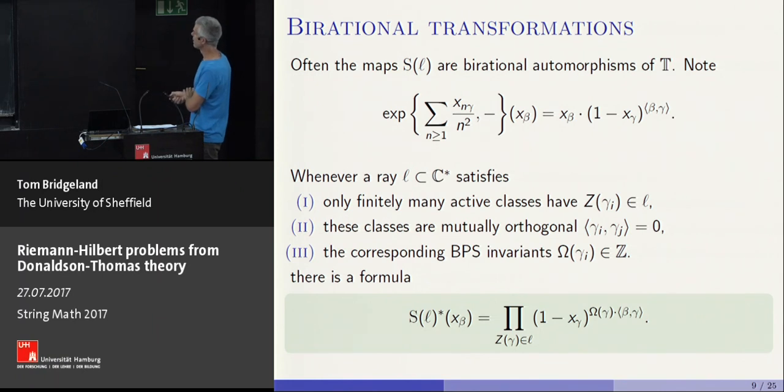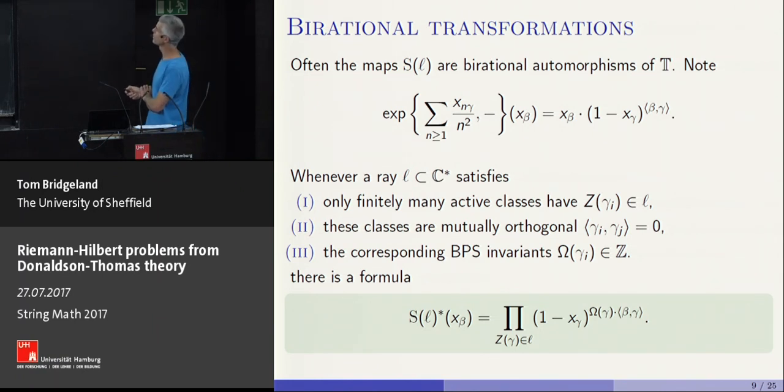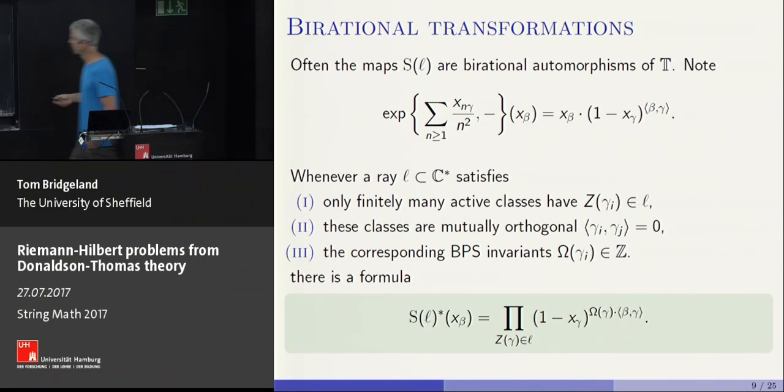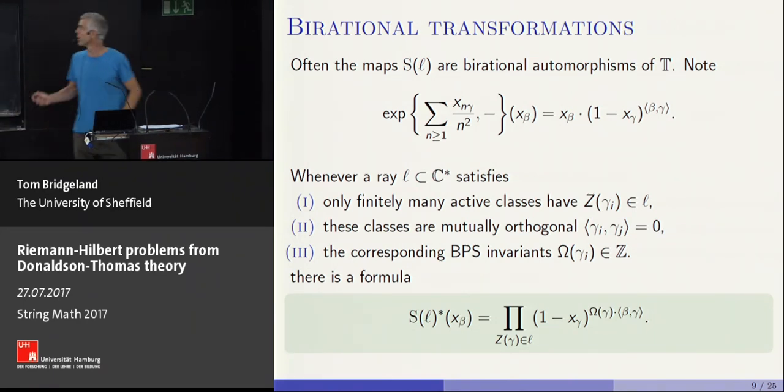Now, when a ray in the complex numbers satisfies these rather strong conditions, that there are only finitely many classes having non-zero BPS invariant living on that ray, these classes are all orthogonal, and let's assume that the invariants are also integers, then you really have just this formula, which I think is pretty familiar to lots of people studying this subject, that this automorphism of the torus takes this form on characters. Oh, and there's a missing x_β, and I do apologize for that. So there should be an x_β here. So it multiplies x_β by this factor.